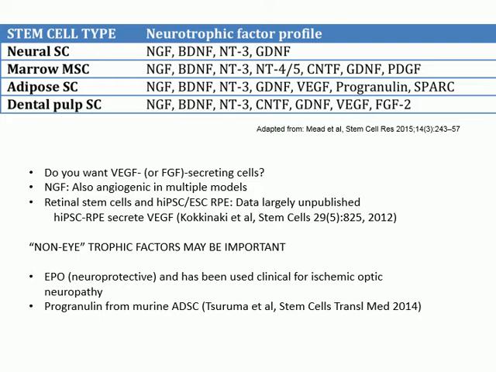And then just for the sake of completeness, it's important that trophic factors that are not traditionally associated with the eye be considered in developing therapies down the road, including erythropoietin, which is globally neuroprotective and has been used in clinical trials for ischemic optic neuropathy. More recently, progranulin really seems to have some protective effects. This is a growth factor that was derived in animal models from adipose-derived stem cells.